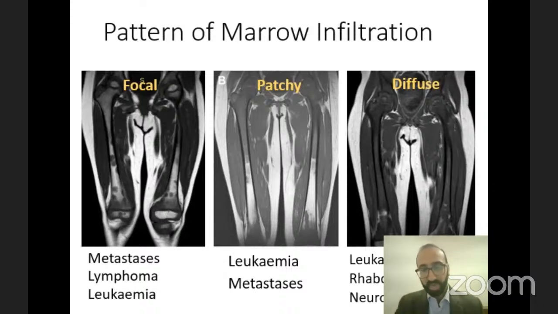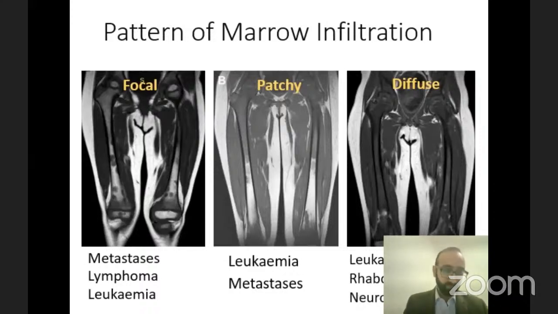And the last is a diffuse pattern where you've got essentially replacement of all of the marrow. The image on the right is actually a case of diffuse neuroblastoma metastases. Now, the main processes that metastasize or involve the marrow can all have these appearances, but I've just listed them under each image in the order in which this is commonest.